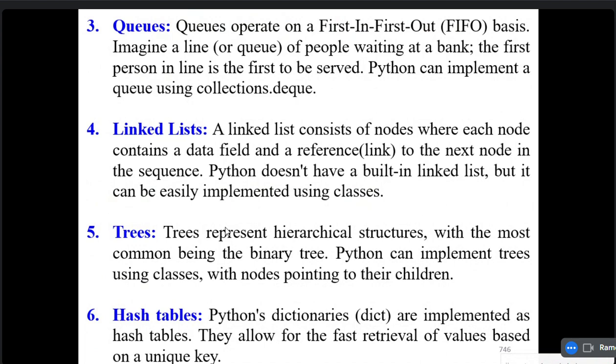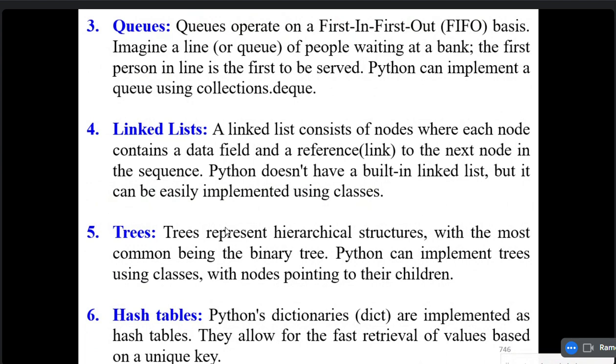Then linked list. A list is a collection of elements. A linked list means a collection of nodes connected by links in one direction, and it is called a singly linked list. A collection of nodes connected by links in both directions is called a doubly linked list. A collection of nodes connected by links where the last node is connected to the first node is called a circular linked list. Python doesn't have a built-in linked list, but it can be easily implemented using classes.